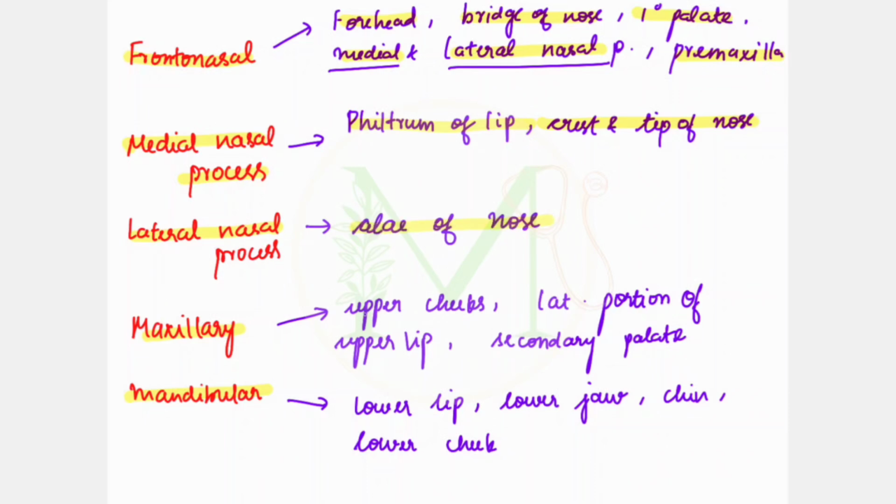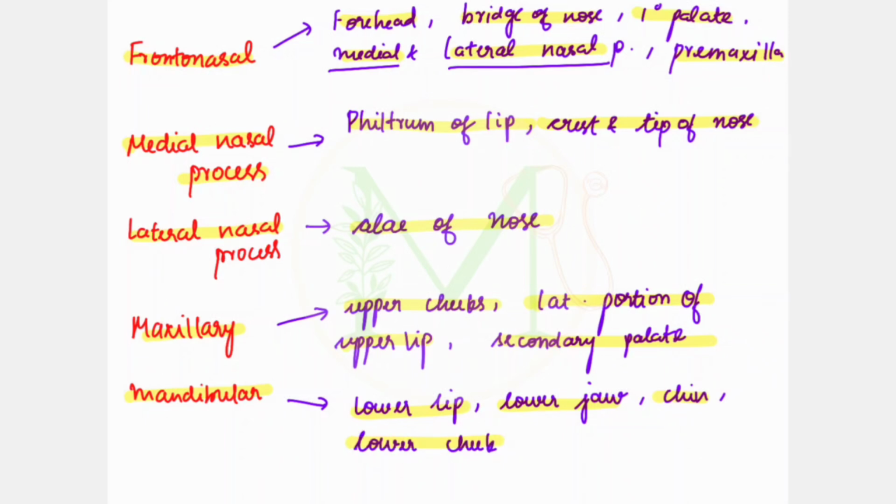From maxillary process, we have upper cheeks, the lateral portion of the upper lips, and secondary palate. From the mandibular process, we have lower lip, lower jaw, chin, and lower cheek.